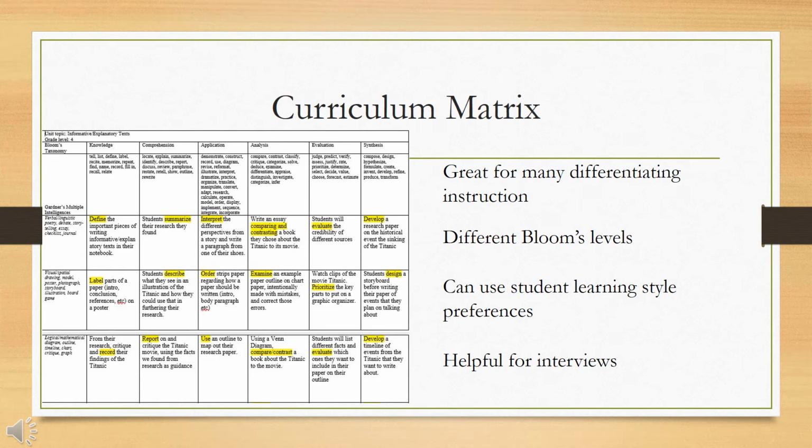Our next assignment was the curriculum matrix. The curriculum matrix is really good for differentiating instruction. This combines Bloom's taxonomy and Gardner's multiple intelligences. Once you get to know your students and their assets, this is a perfect thing to look at to find an activity that would best suit them. It is also a great tool to add to your portfolio to pull out at interviews when they ask how you differentiate your instruction.